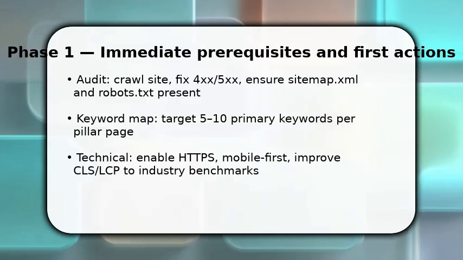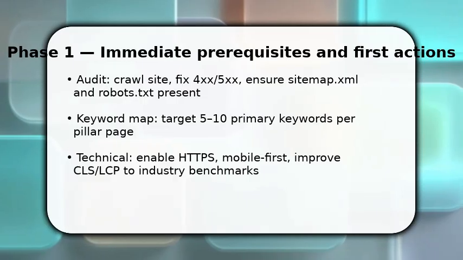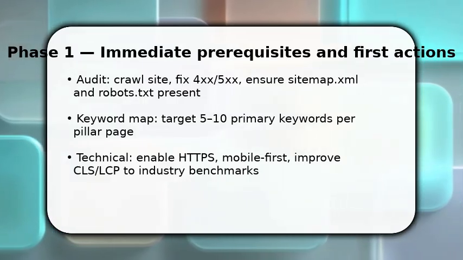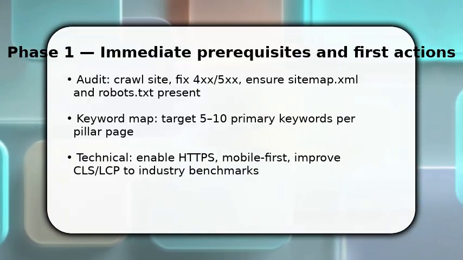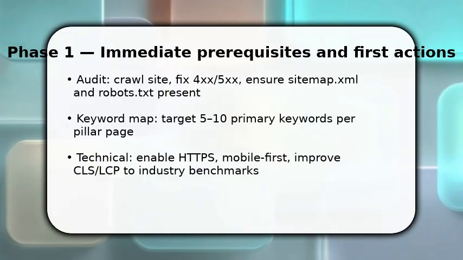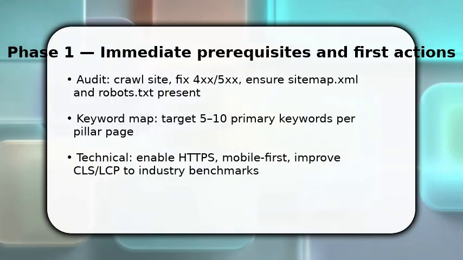You start by fixing the essentials so you can measure gains, run a crawl and resolve 4xx/5xx errors immediately. Then create a keyword map that matches user intent to specific pages. This prevents keyword cannibalization and guides content work.